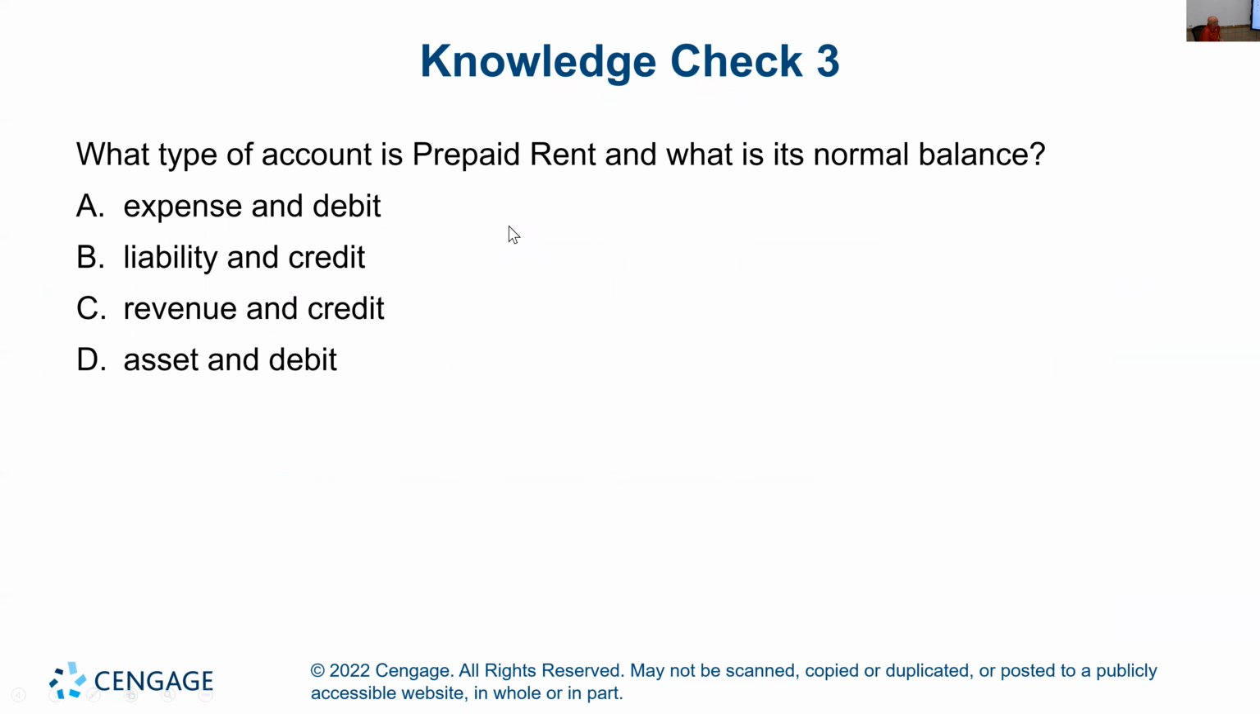Okay, so now let's check. What type of account is prepaid rent and what is its normal balance? Prepaid rent, rent is an expense. And it's prepaid here, so that is a prepaid expense. Prepaid expenses are assets. So you have an asset account. And if you think of DEALER, assets have a normal debit balance, meaning that when we increase that account, we make a debit entry.